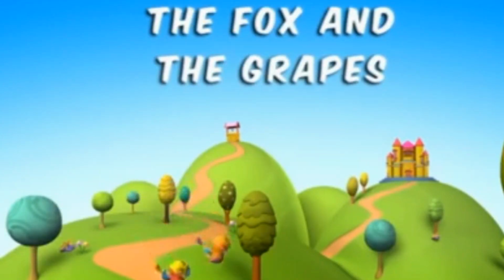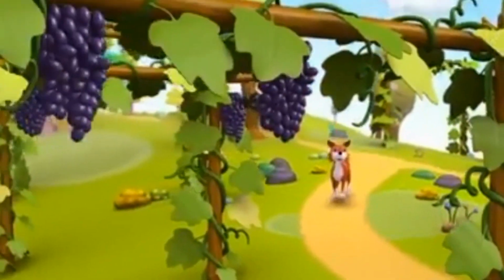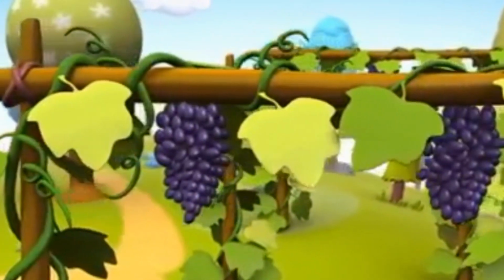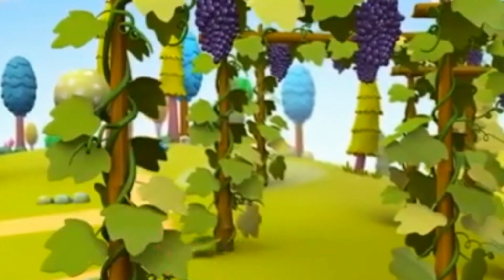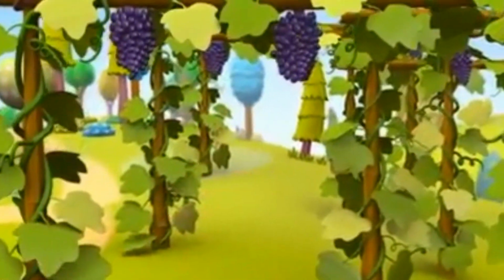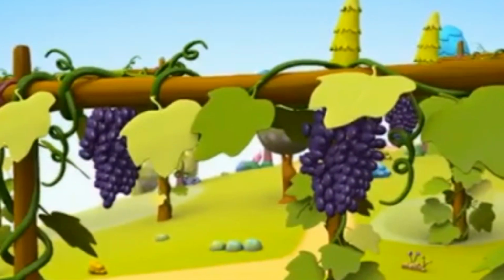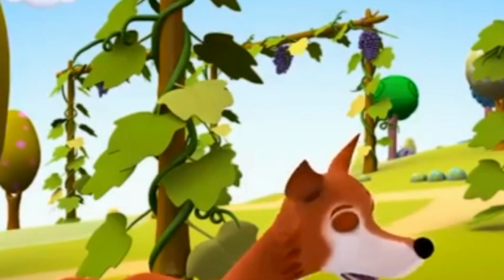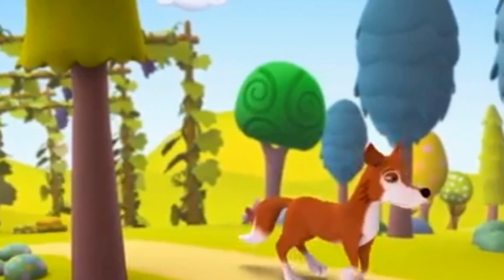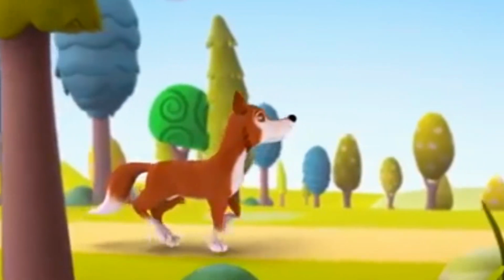The Fox and the Grapes. Once upon a time, a fox saw a bunch of grapes hanging from a vine. He wanted the grapes. So he jumped and jumped again. But he could not get the grapes. So he went away saying, "The grapes are sour." Moral: we often pretend that we do not want a thing when we cannot get it.